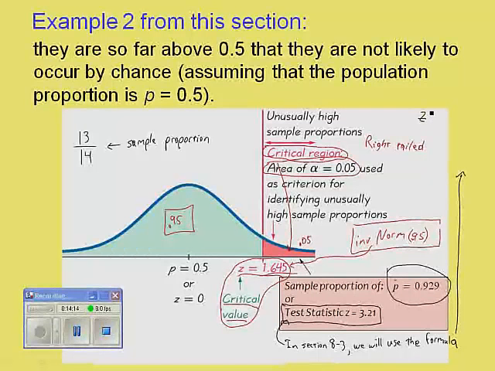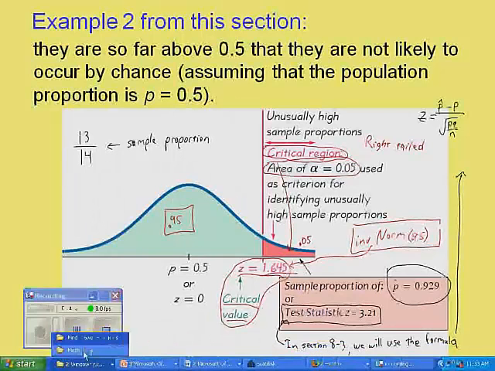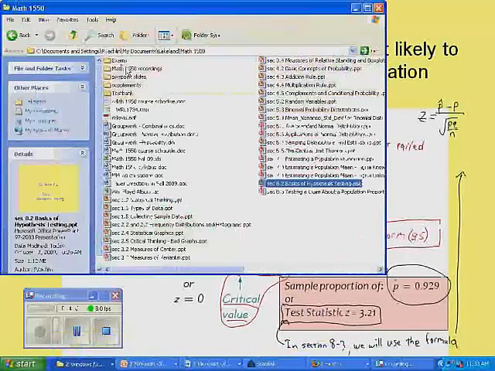It's going to be this. Z equals p hat minus p over the square root of p q over n. Boy, that does look a lot like what's on the board. Not exactly, though. But in section 8.3, when you guys are working on that homework, we're going to have to use this formula. P hat minus p over the square root of p q over n. All right. I want a calculator. Show you how to do this.